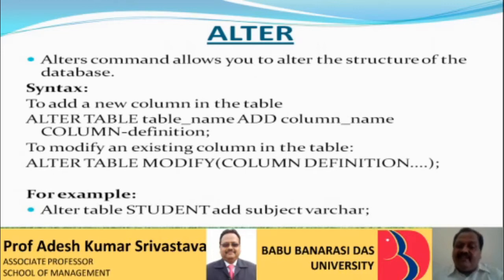To modify an existing column in the table, what will we do? We will give a command like this: alter table, modify, and in the braces column definition, braces close and semicolon. For example, alter table student add subject varchar. What will we be doing? We will be adding another column, that is subject, in the table student, and we have mentioned its data type, that is varchar, which means it will be character type.